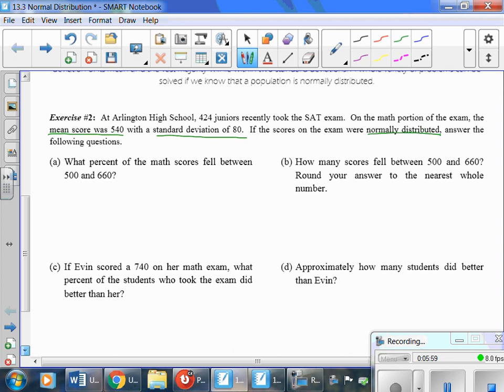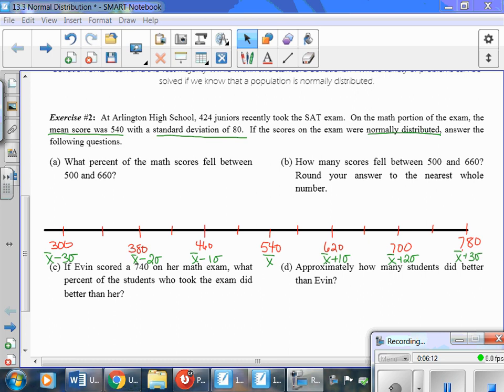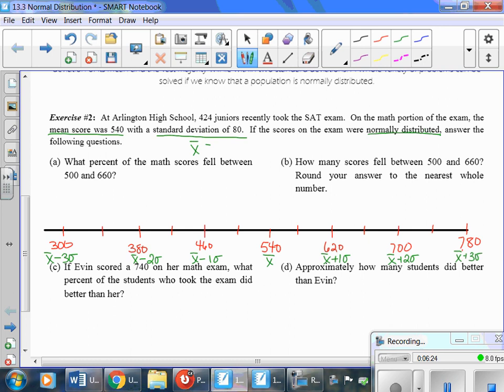So the first thing I'm going to do is show you how I do this. The first thing I do is create a number line, which is basically what that bell curve would sit over the top of. So here's the line, here's my mean, because it tells me that my mean is 540 and my standard deviation is 80. So I created this grid and I said 540 is my mean.